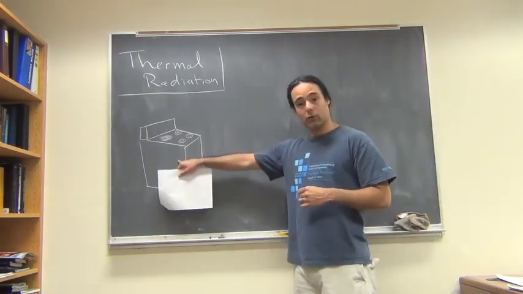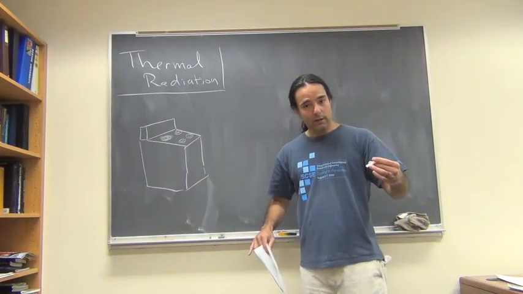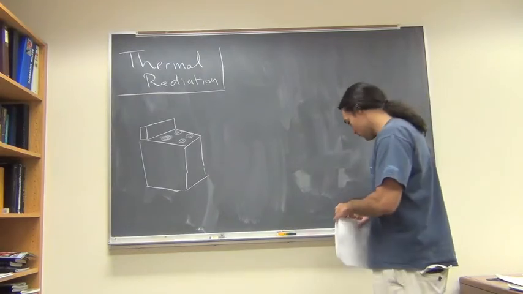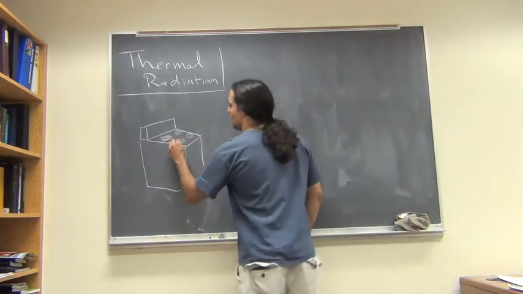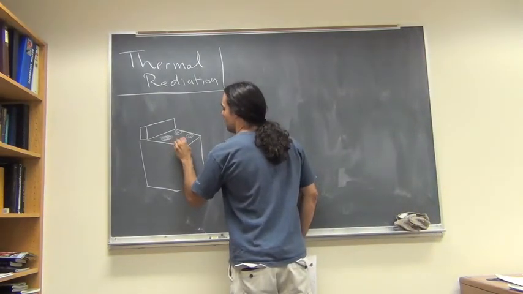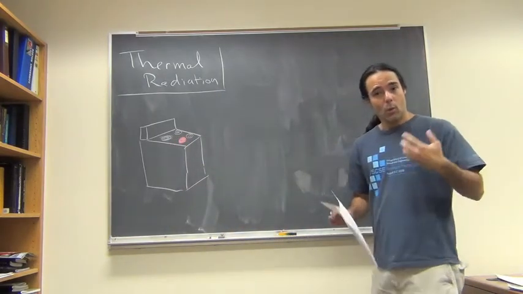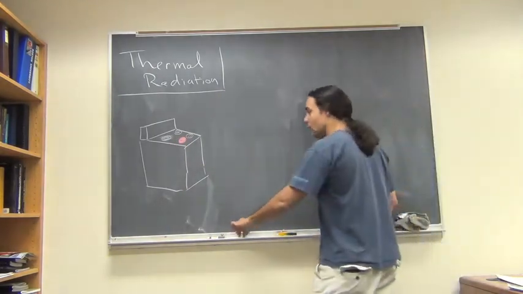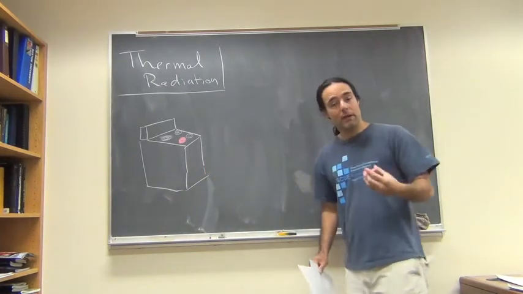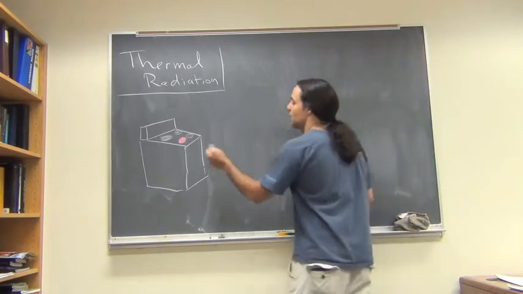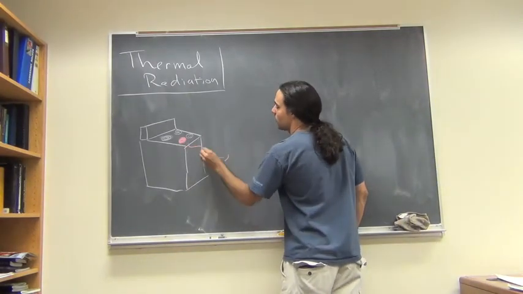So let's say I have a stove, and let's say it's an electric stove, I turn one of the burners on and it starts to become red hot. Well, all of a sudden, as it's becoming red hot, it starts to emit red light. And not only red light, but infrared light, radio waves, and a bunch of other frequencies.